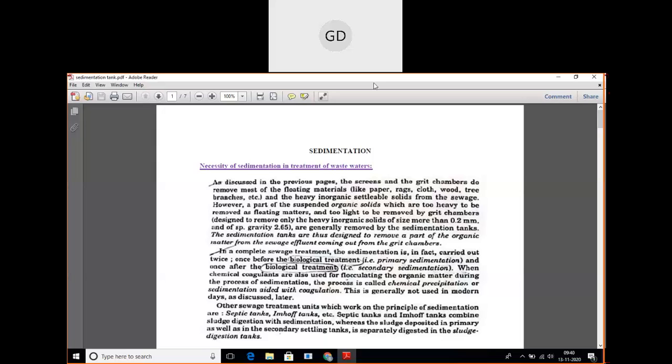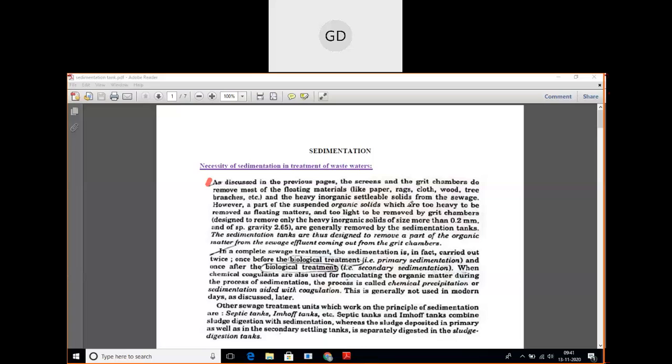So let us see here, let us read it a bit. As discussed in the previous pages, the screens and the grit chambers do remove most of the floating materials like paper, rags, cloth, etc., and the heavy inorganic settleable solids from the sewage. However, a part of the suspended solids, which are too heavy to be removed as floating materials and too light to be removed by grit chambers, are generally removed by the sedimentation tank. So I think up to here it is clear to you.